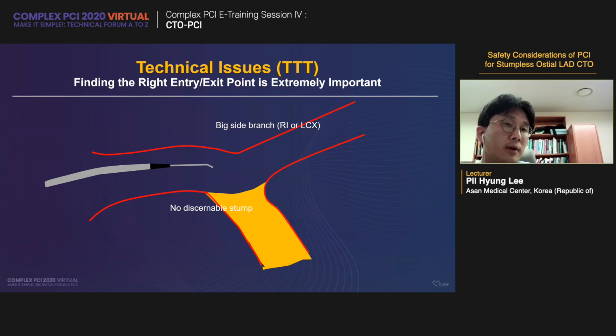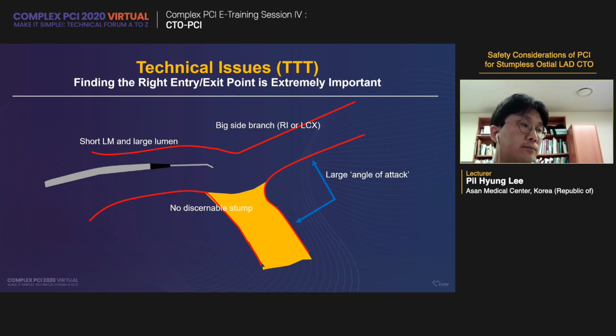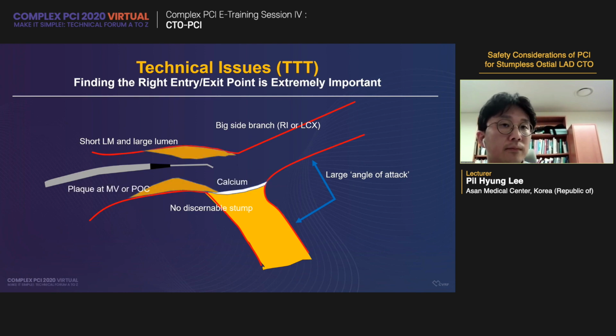In stumpless ostial LAD CTO, it's often difficult to enter the correct point from either an antegrade or a retrograde approach. The left main is short and large. You will have less backup, and the angle of attack is large, precluding delicate microcatheter and guide wire control. Sometimes there is heavy calcification at the entry, plaque at the left main, and the guide wire can go to the intraplaque or subintimal route.